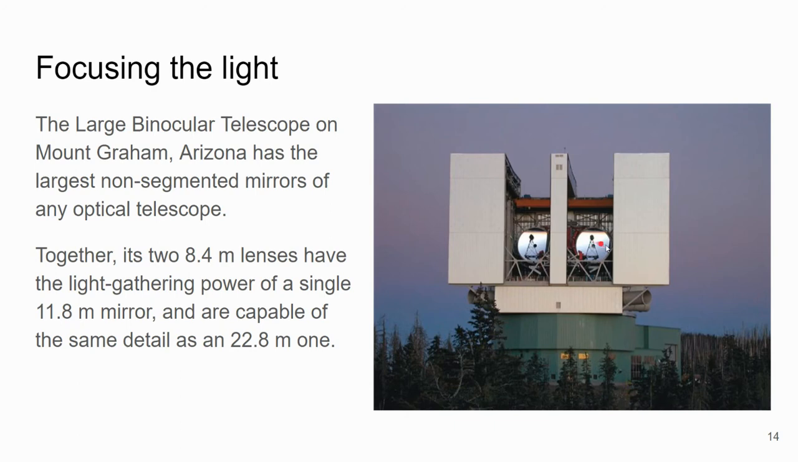So these two giant mirrors together, each mirror is 8.4 meters in diameter. They have the light gathering power of a single 11.8 meter mirror. If you took the area of two 8.4 meter circles, you would have the same area as one 11.8 meter circle. That's what's happening. And they are capable of the same detail as a 22.8 meter one. That probably doesn't make a whole lot of sense at this point. That'll have to do with another technology called interferometry, which we'll get to later. But yeah, large binocular telescope, big mirrors, each one of which is a single large mirror.